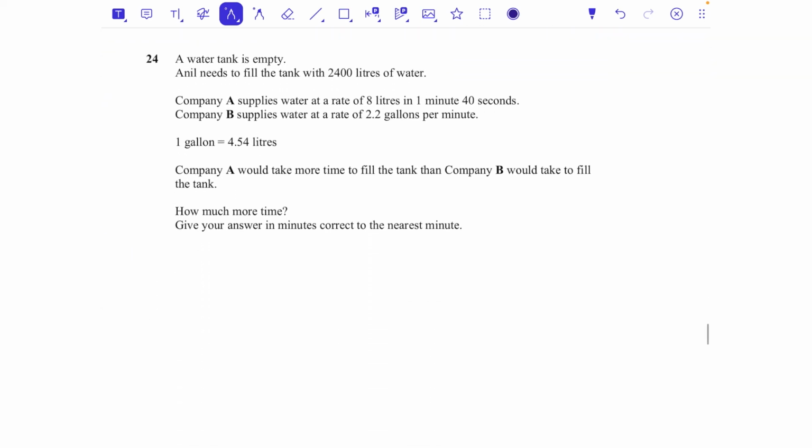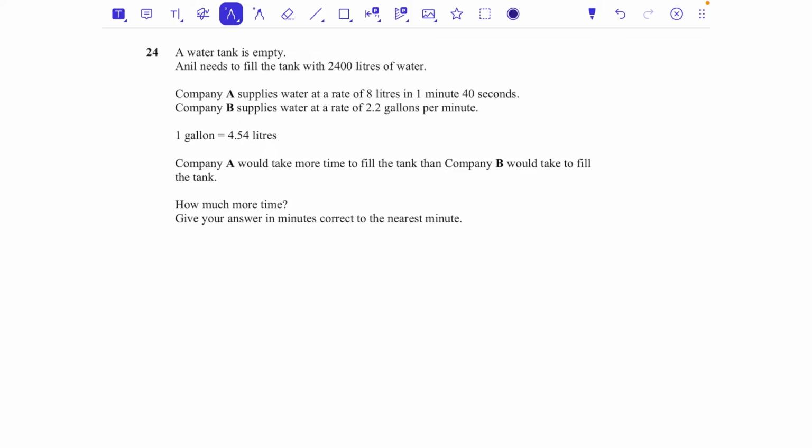Okay, question number 24. A water tank is empty. Anil needs to fill the tank with 2,400 litres of water. Company A supplies water at a rate of 8 litres in 1 minute 40 seconds, and Company B supplies water at a rate of 2.2 gallons per minute. 1 gallon is 4.54 litres. Company A would take more time to fill the tank than Company B would take to fill the tank. How much more time? Give your answer in minutes, correct to the nearest minute.